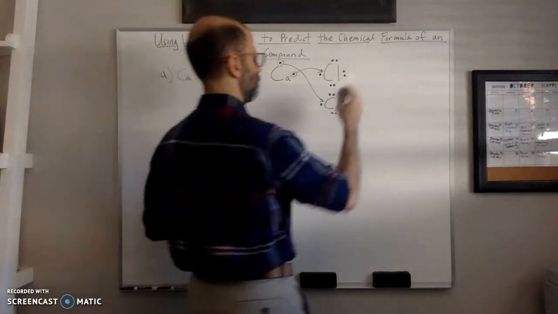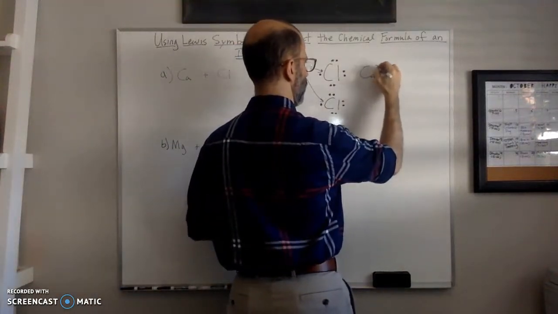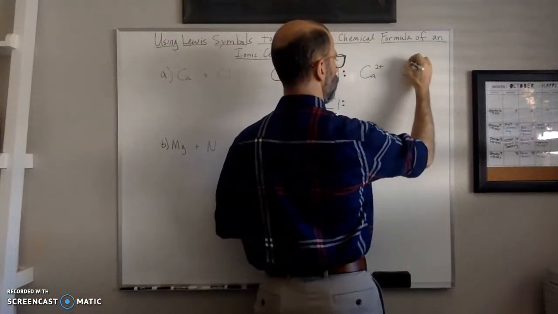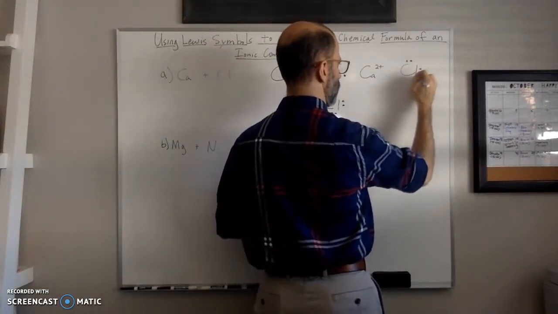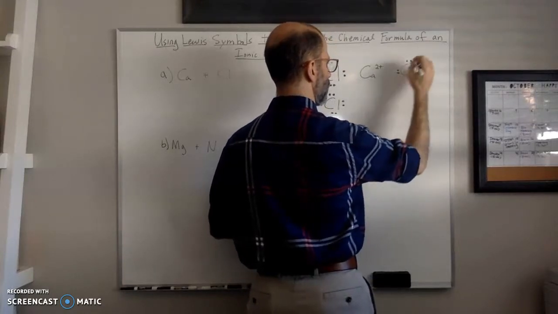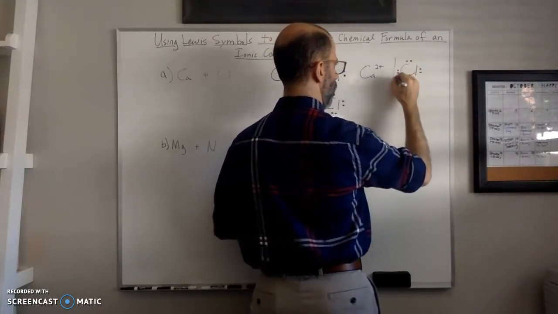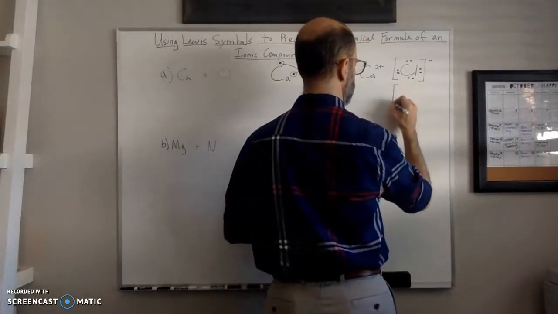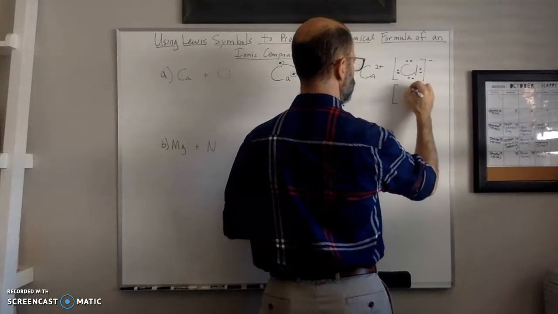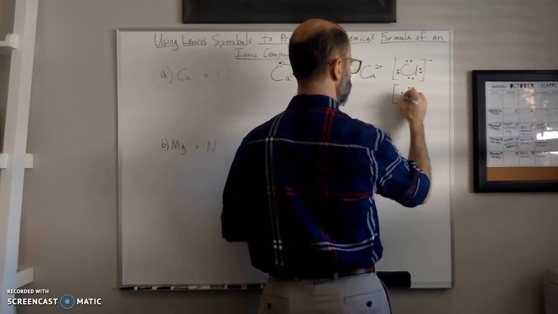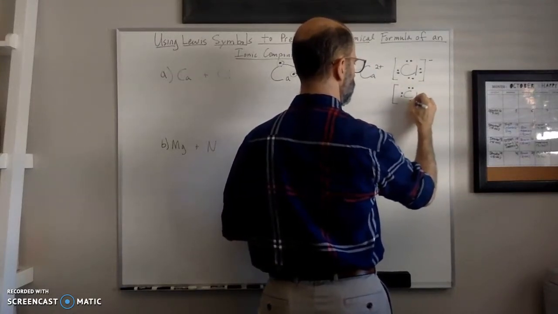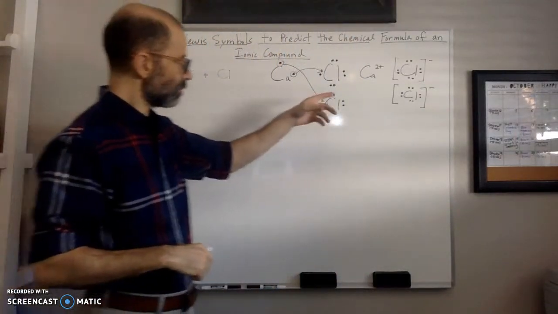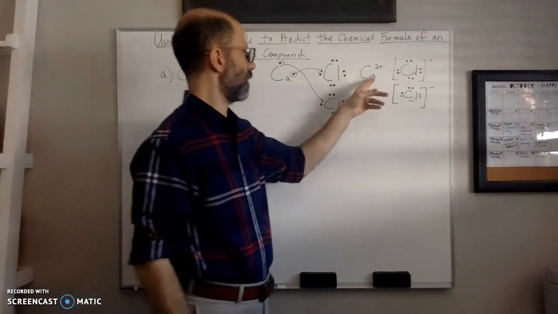So calcium, because it lost 2 electrons, will have a 2+ charge. And each of the chlorines, because they gained an electron, so they're going to have their octet, they're going to have a negative charge. So we're going to draw our square brackets around each chlorine. So we have those two. So we can predict the formula from this because it's a balanced charge.